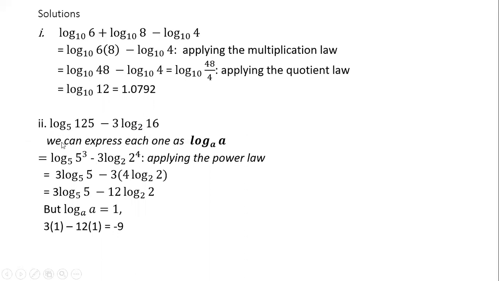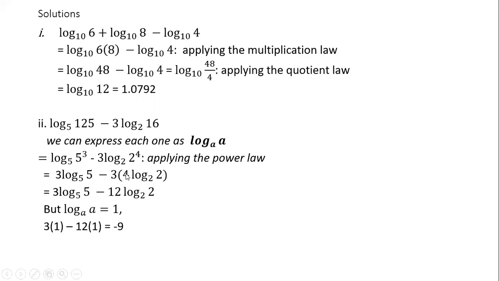So 125 is 5 power 3. Therefore, we now have log base 5 of 5 power 3, which is the same as log base 5 of 125, minus 3 log base 2 of 2 power 4, which is the same as log base 2 of 16. Then we apply the power law. If we apply the power law, the 3 should go in front here, and the 4 should also go in front. So we now have 3 log base 5 of 5 minus 3, and now the 4 also comes in front, becoming 4 log base 2 of 2.